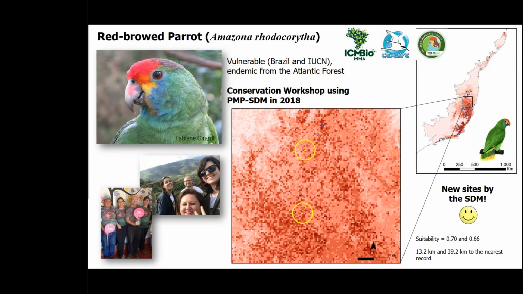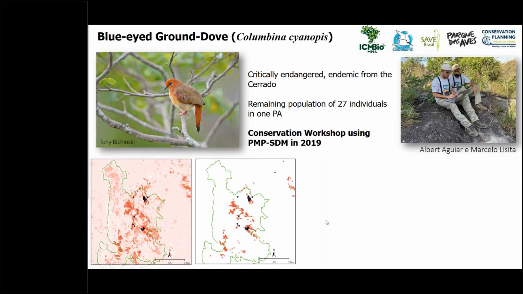Thank you. So the SDM helped to find new populations in very highly suitable areas for this species. And the second example comes from this beautiful bird, the blue-eyed ground dove, one of the most critically endangered species. This species is endemic to the Cerrado, and about 27 individuals remain in only 1 protected area in the Brazilian Cerrado.